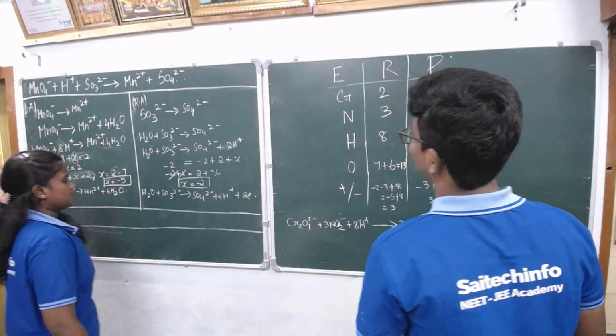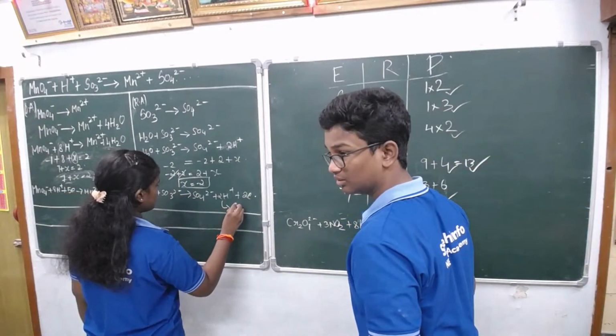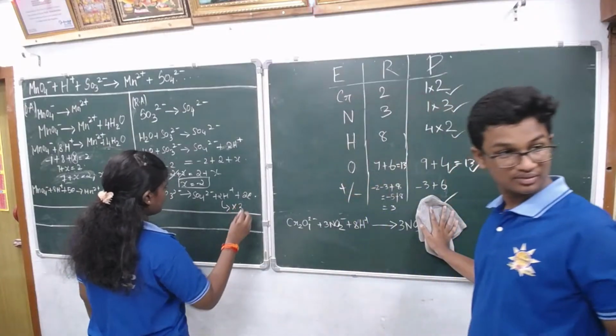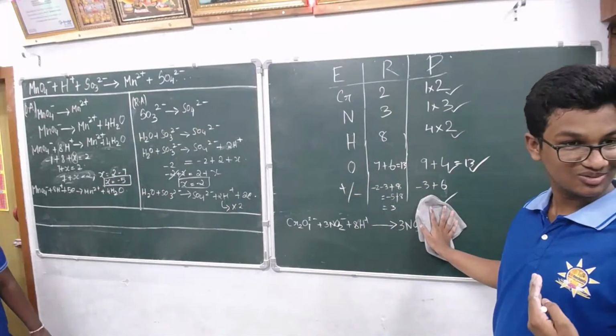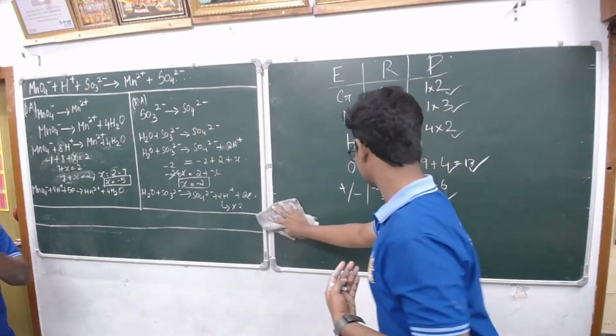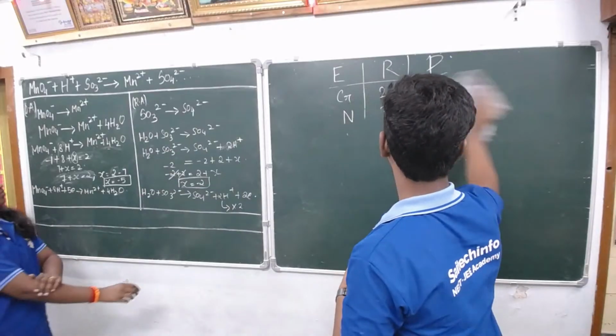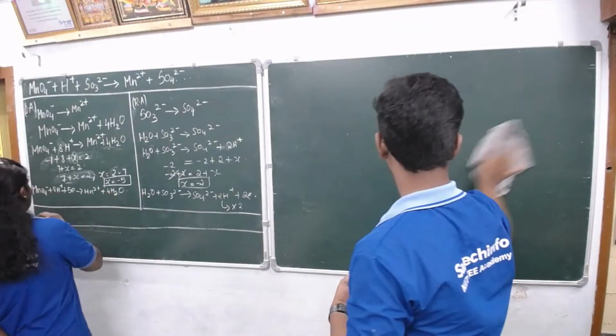Who is the other set? Your set should write. Yeah, come, Priya. Sir, you can erase it. He should write the next one. Yes, sir. Okay, Cr2. Right, proceed.